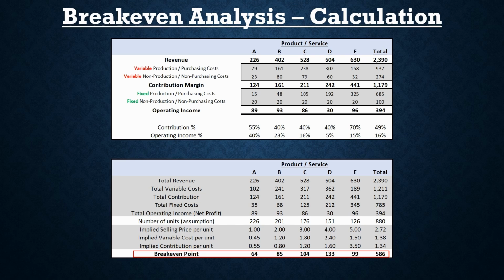And with that, we can calculate all the required inputs for our formula and the corresponding break-even points. Product or service A, 64. Product or service B, 85. Product or service C, 104. Product or service D, 133. Product or service E, 99.